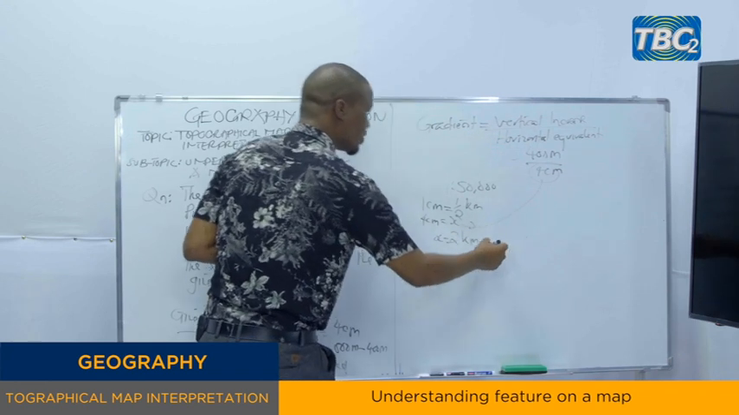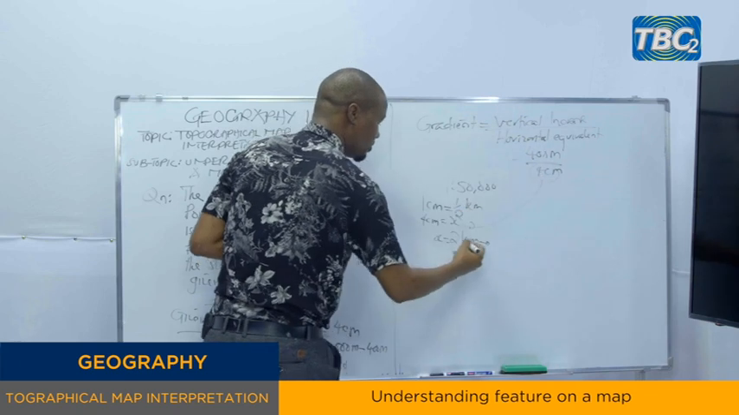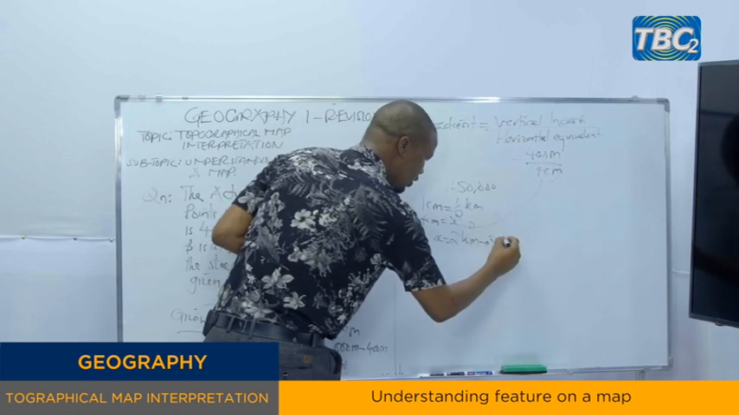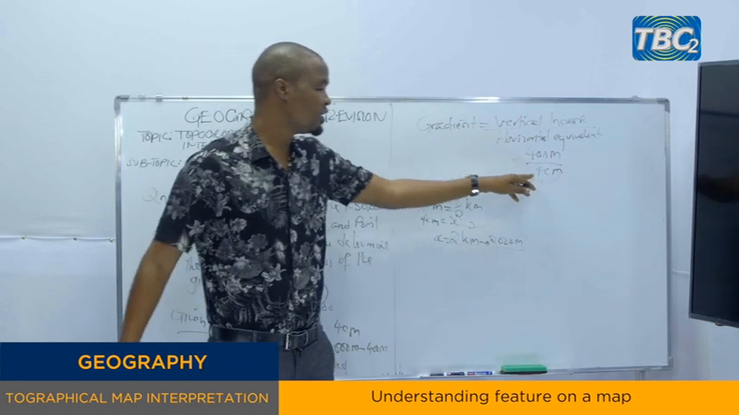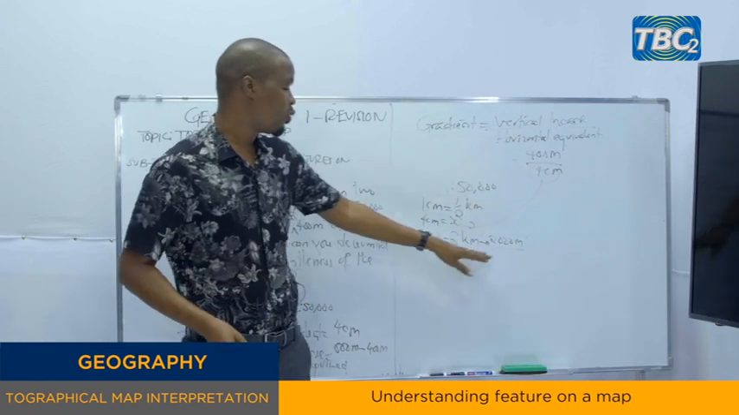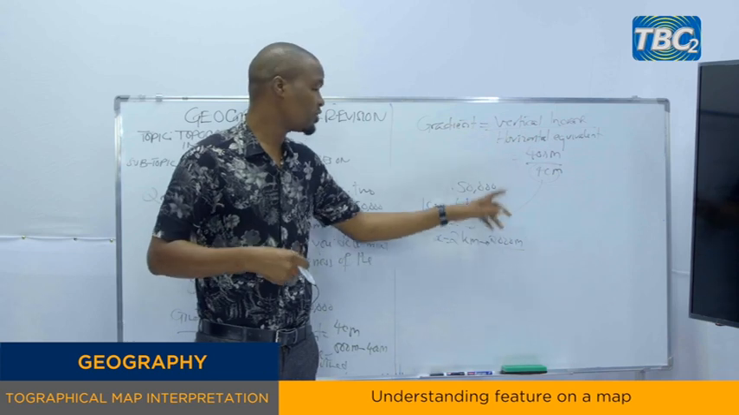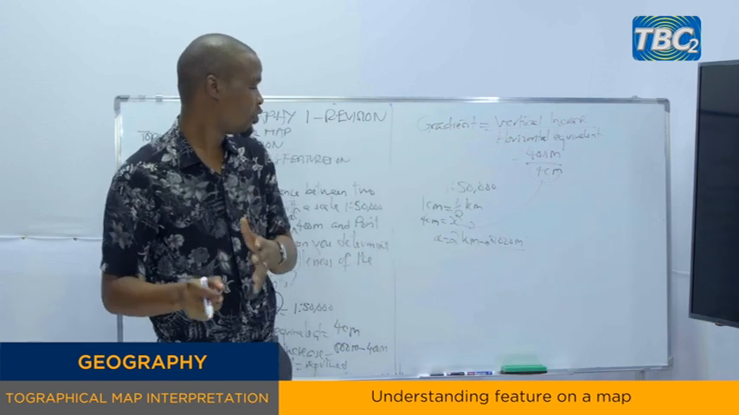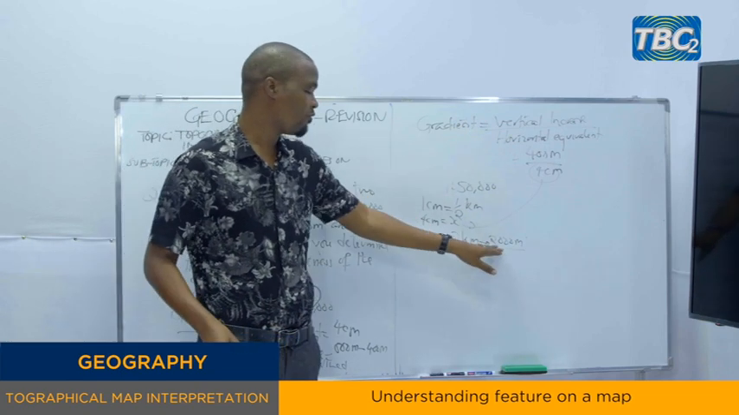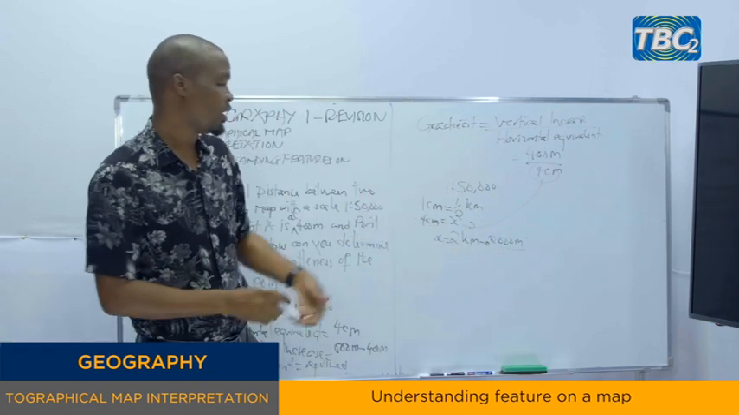This is 2 kilometers, because right here we are in meters. It means this 2 kilometers is equal to 2,000 what? 2,000 meters. Then we will substitute there. Instead of writing 4 centimeters, which is on the map right now, we have converted 4 centimeters on the map into the actual ground units, which is 2,000 meters.